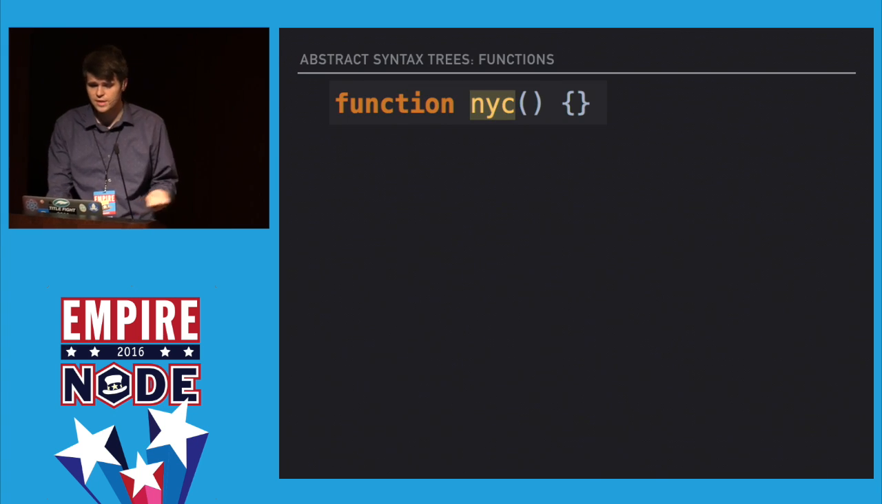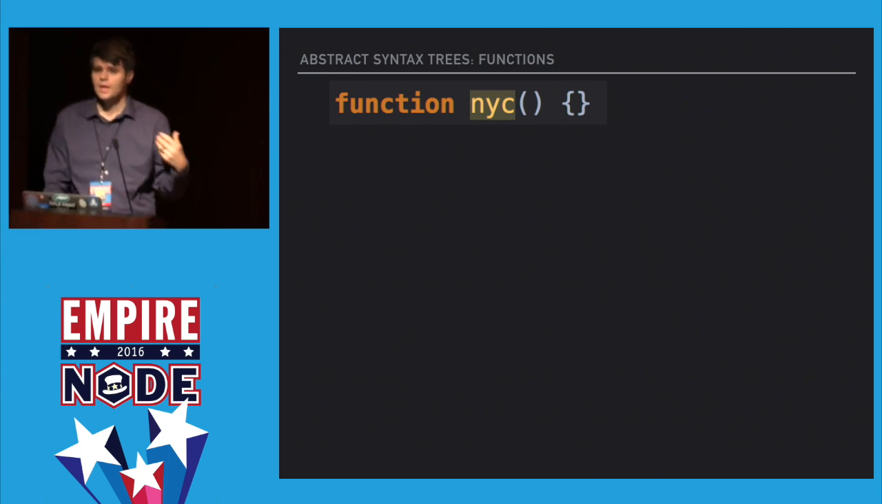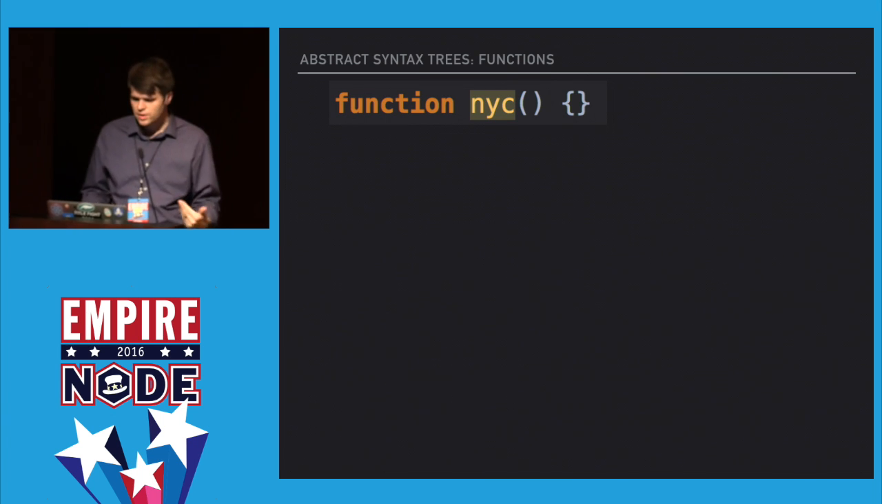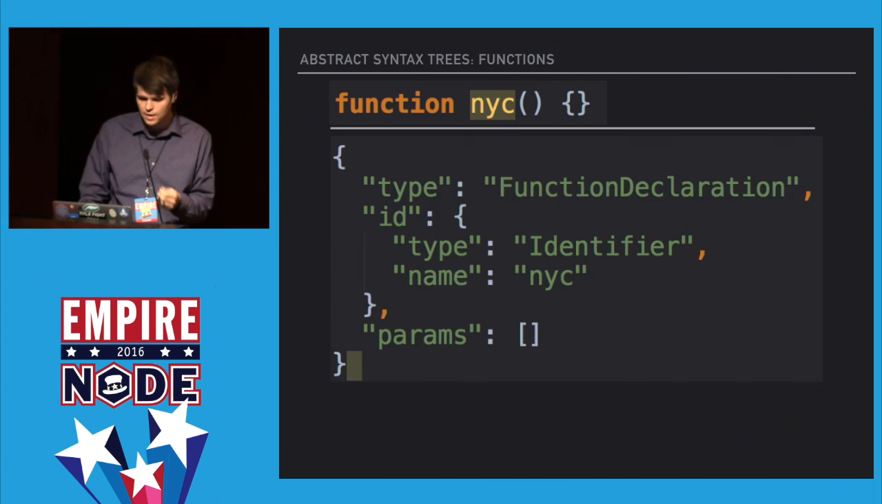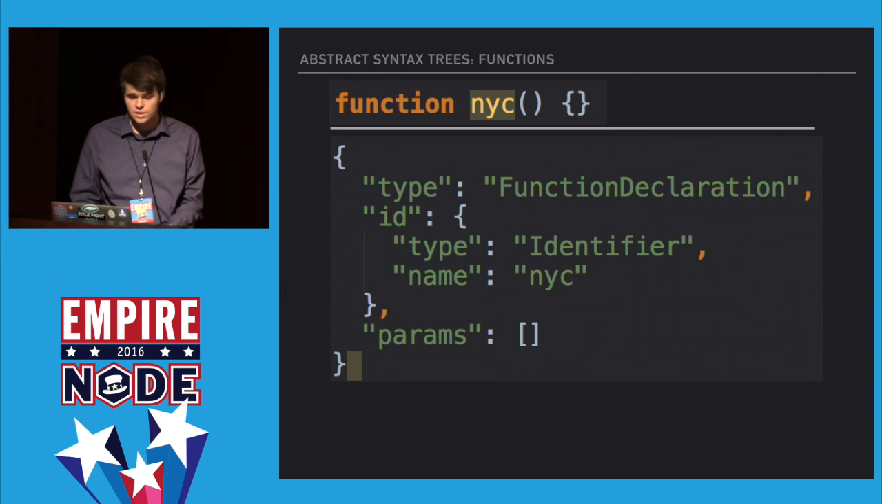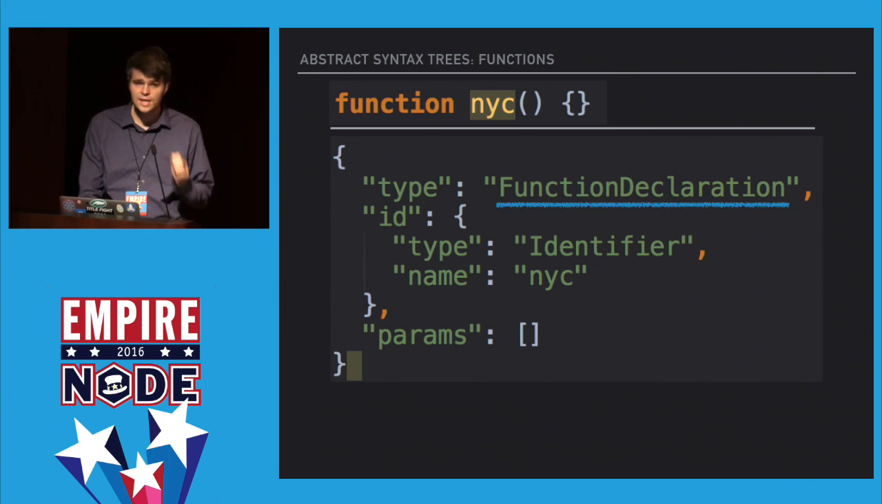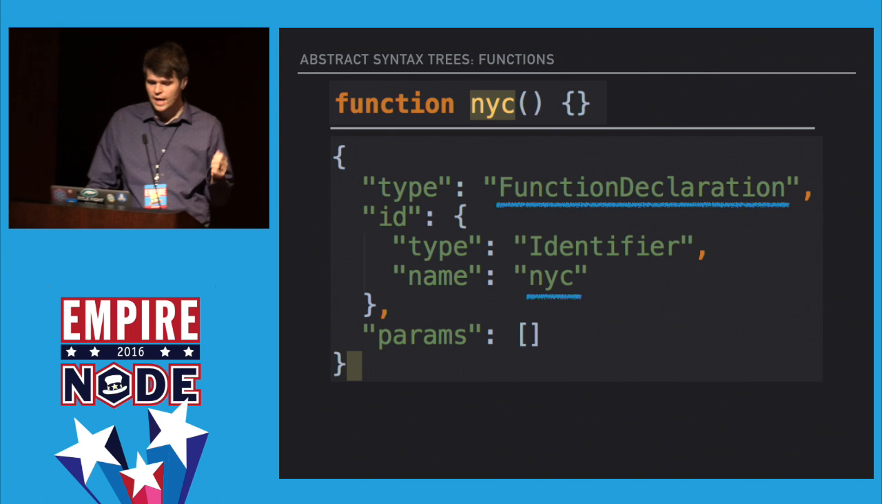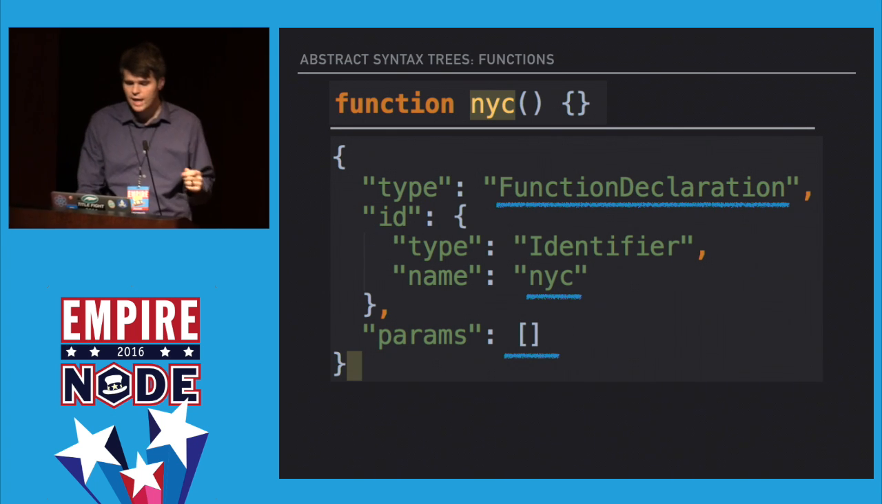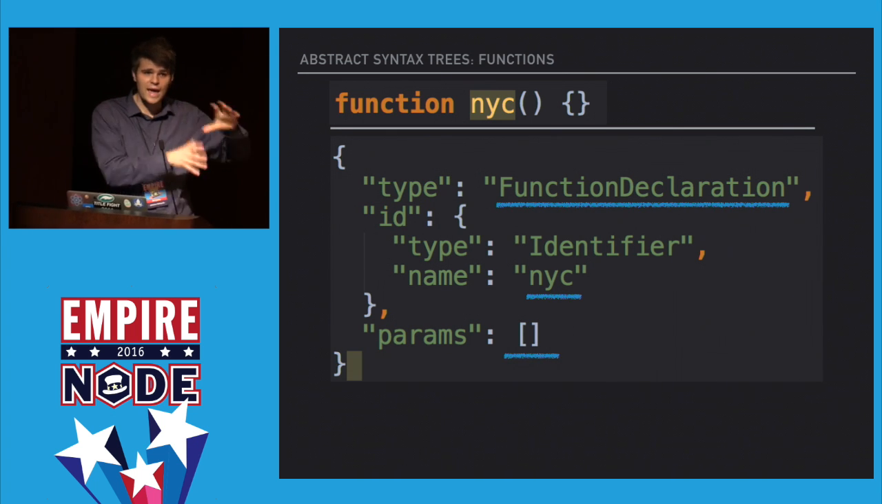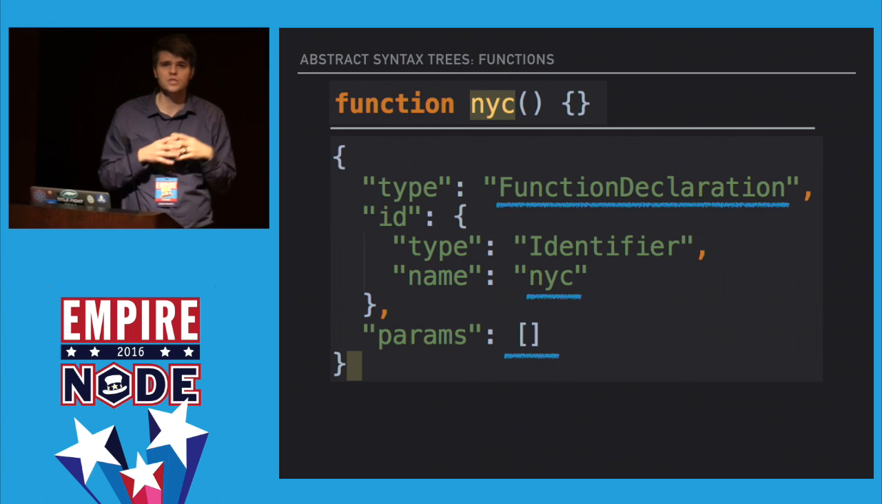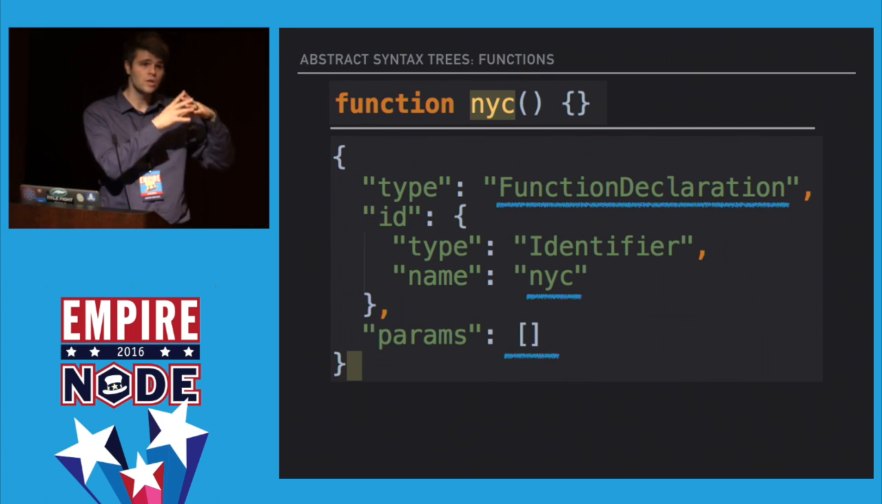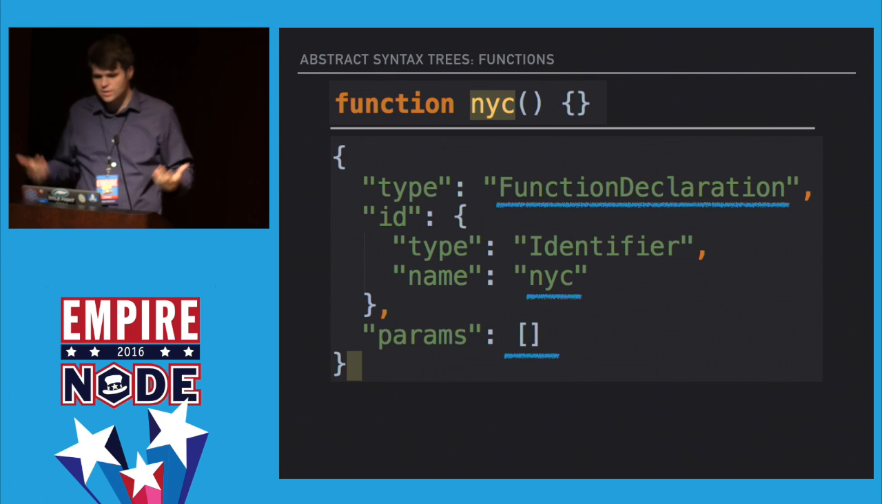So take a simple function like this, function New York. If you were to describe this function, you might describe it in something like this. This is what the AST looks like for this function. It says it's a type of function declaration. It has the name of New York, and it has no parameters. So that's the AST for this function. It's a JavaScript object that describes some code. That's what an AST is, essentially.